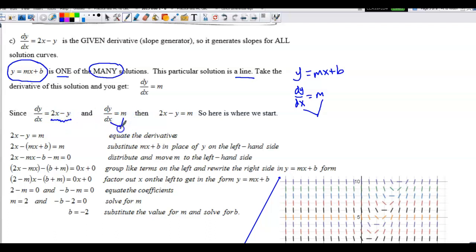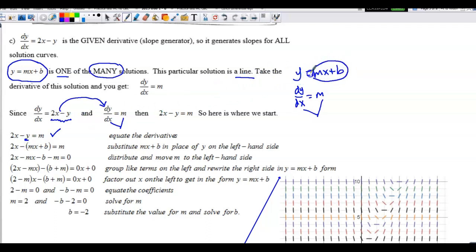I know that dy/dx is equal to m from my work over here, so I'm going to substitute 2x minus y in place of dy/dx and set them equal to each other. So this is where I'm going to start the process. This is not the only way to do the problem, but this is one way. So I start here, setting 2x minus y, the dy/dx, equal to m. Now I'm going to combine like terms. I know from my work, where I'm going to substitute first, that the solution curve is mx plus b.